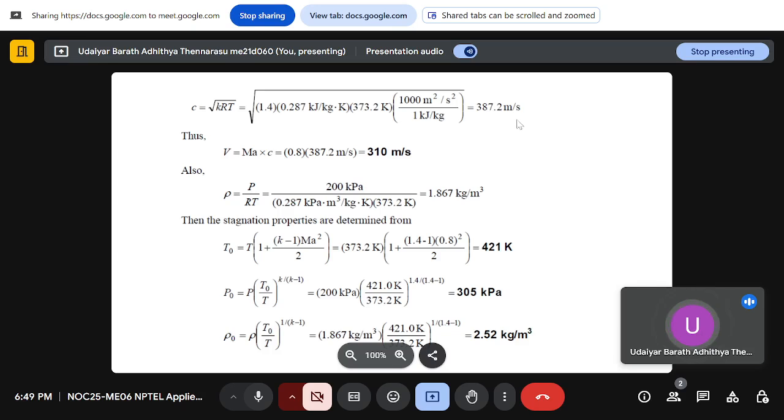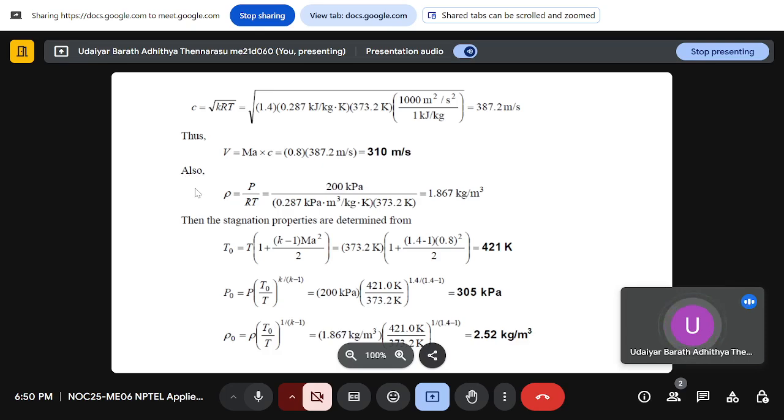So this is the speed of sound. Now we need to find the velocity. Since we know the Mach number is 0.8, velocity will be speed of sound times Mach number. So 387.2 into 0.8 gives 310 meters per second. That is the velocity of the flow in the duct.